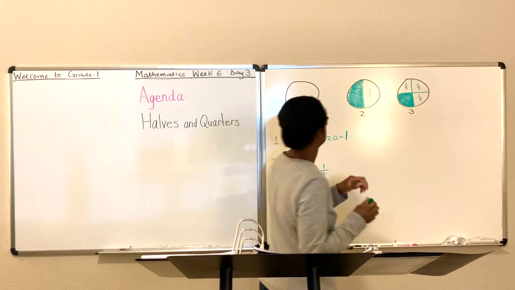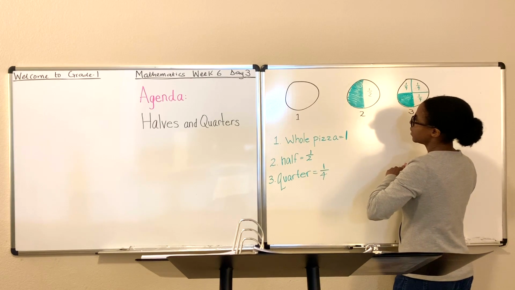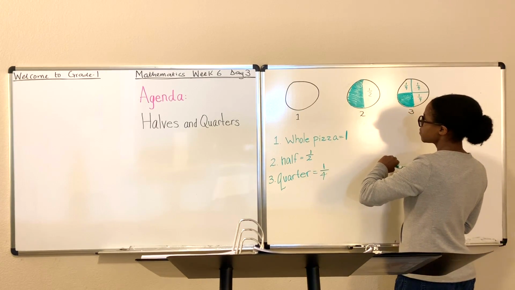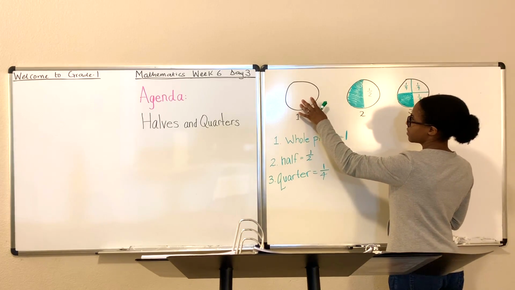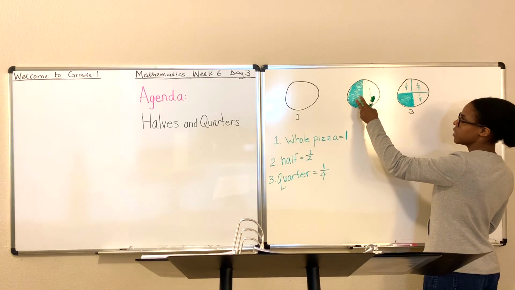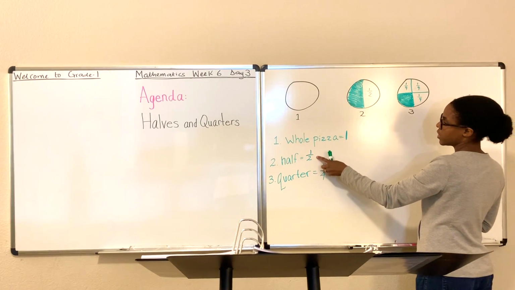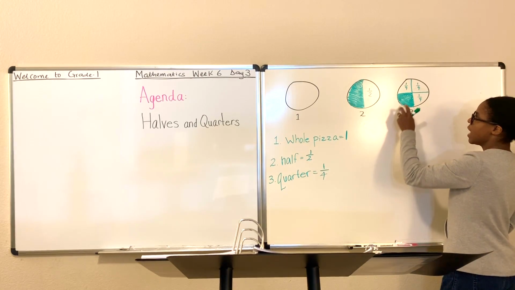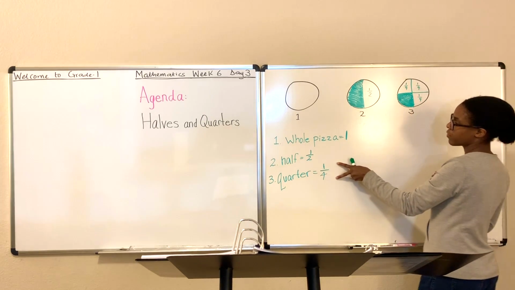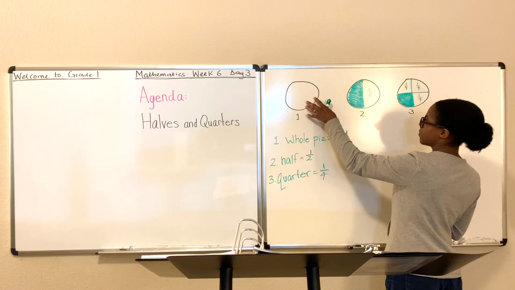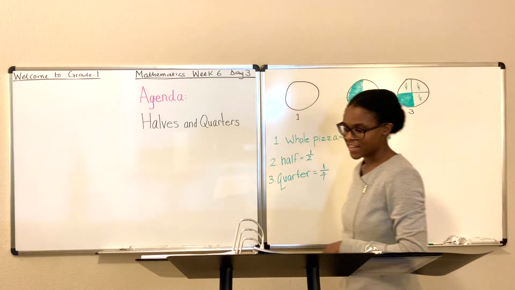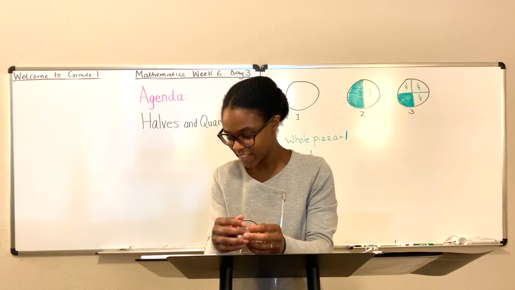So let's compare this again. We have 1 whole. This is 1 whole pizza. Nothing missing, nothing broken. This is 1/2. Here's 1 of the 2 parts. 1 of the 2 parts is missing. How many is missing over here? 1 of the 4. 1 of the 4 parts. Okay? All right, good stuff. So it looks like you've got an understanding.